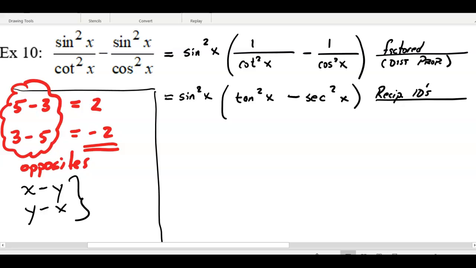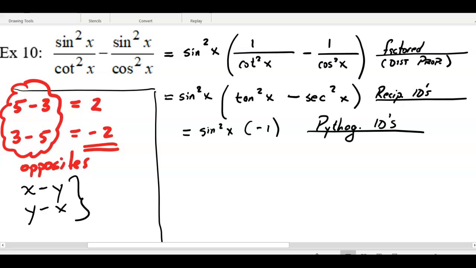So here's what I'm about to do. I know one of my Pythagorean identities is secant squared of x minus tangent squared of x is 1. Well, that means that tangent squared of x minus secant squared of x is negative 1. Now, how do I know that tangent squared of x minus secant squared of x is negative 1? That's just one of my Pythagorean identities. Okay, and you can abbreviate that P-Y-T-H-I-D.